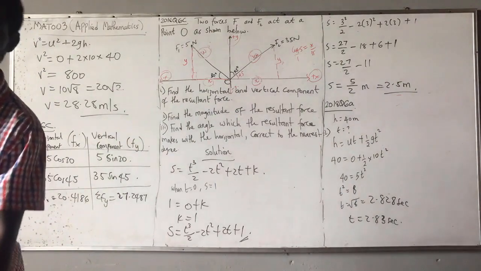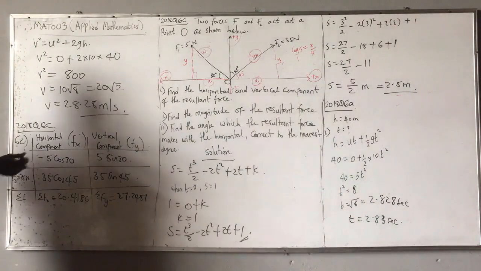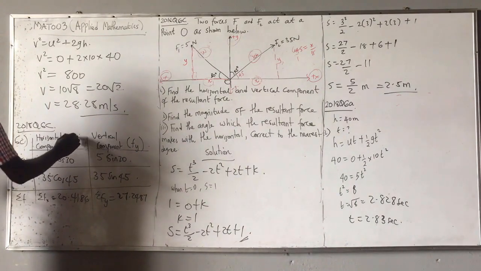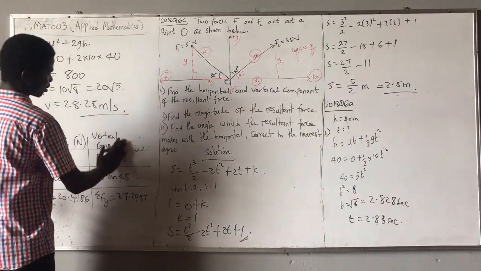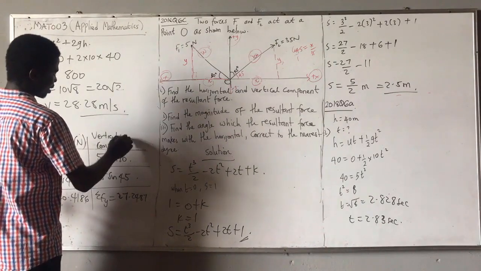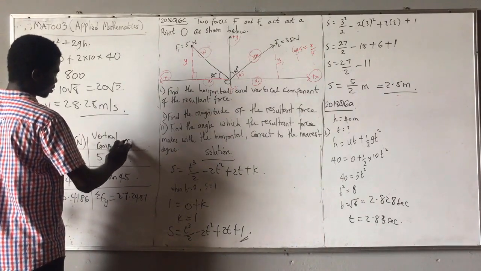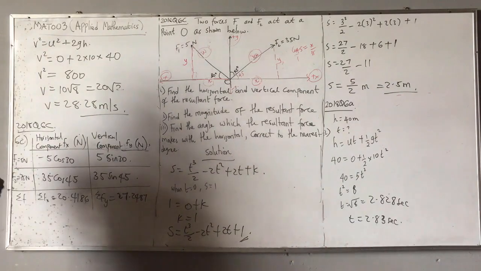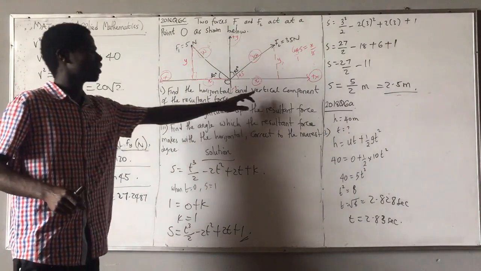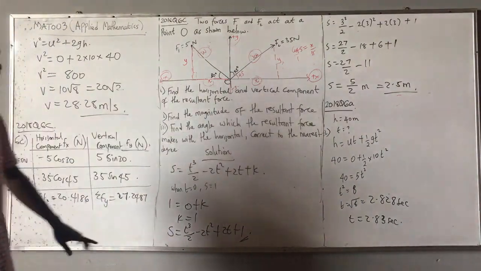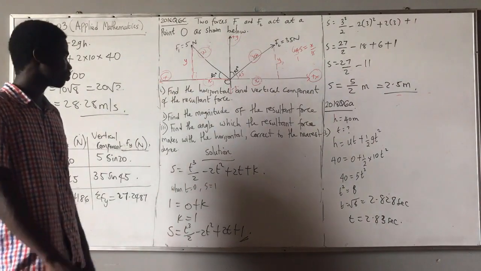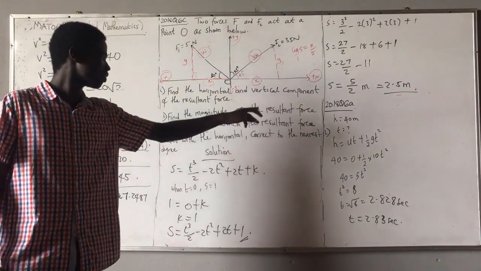Don't forget, all these are measured in Newton. You should find a way of writing it there. When you write Fx, maybe I should have written Fx, horizontal component measured in Newton, so that I will not be penalized for that. The vertical component is also a component of force measured in Newton. They say find the horizontal and vertical component of the resultant force. This is the horizontal component of the resultant force. This is the vertical component of the resultant force.